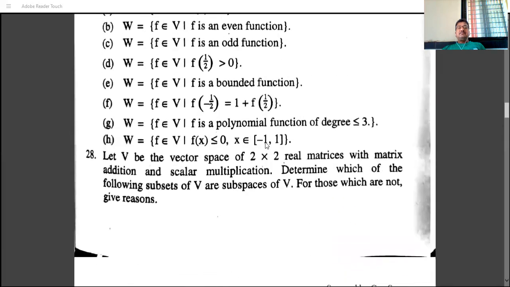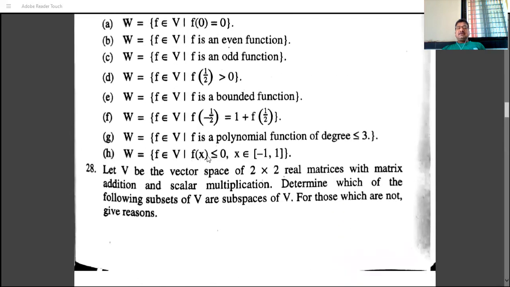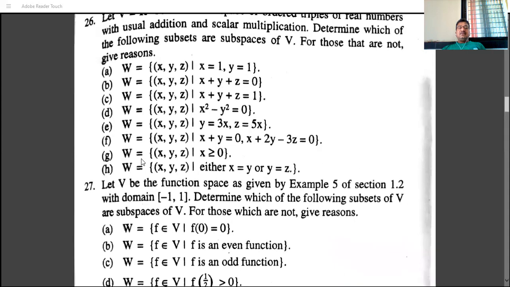H, no, for example, if X is less than or equal to 0, it is not closed. For this, W is the set of X, Y, Z where either X is equal to Y, or Y is equal to Z. So if you take two elements, suppose 1, 1, 3 and 1, 5, 5, their addition is not an element of W. So give the counter example. So either X is equal to Y or Y is equal to Z. So what are the elements of W?